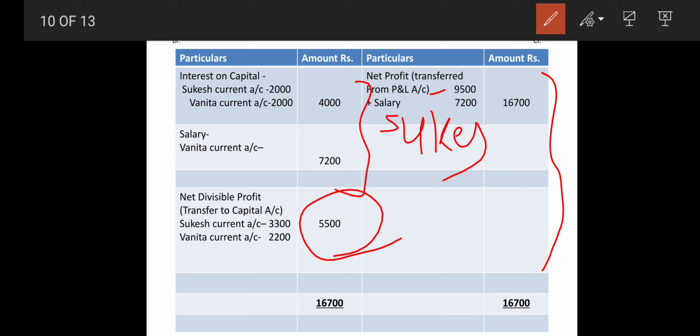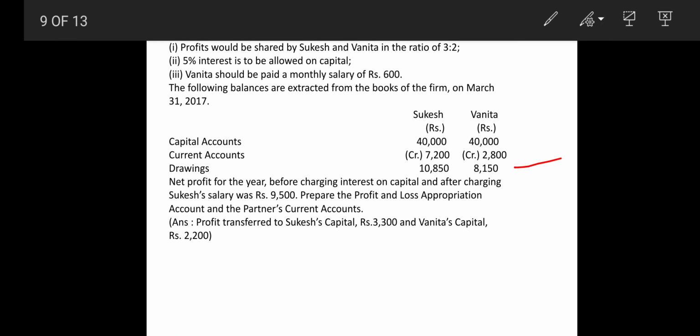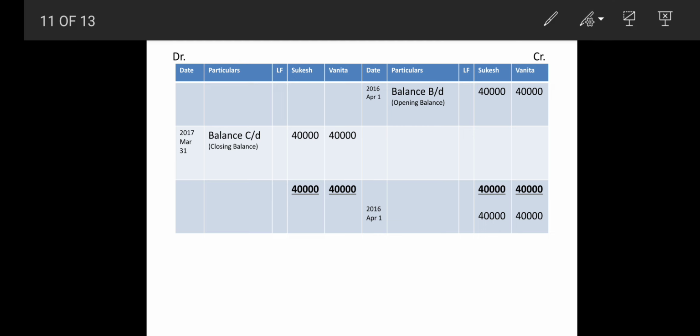Now 5,500 is to be distributed in the ratio of 3:2, which is the original profit sharing ratio. They had mentioned 3:2. Now we will be closing our partner's capital account only. So partner's capital of 40,000 on both the sides.